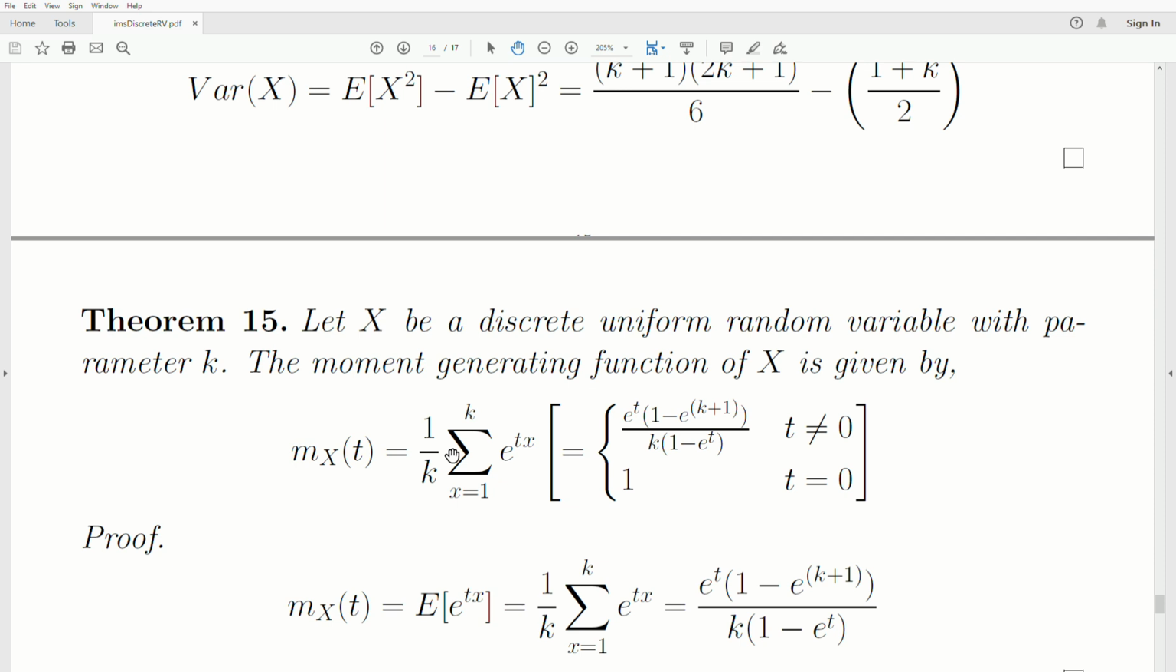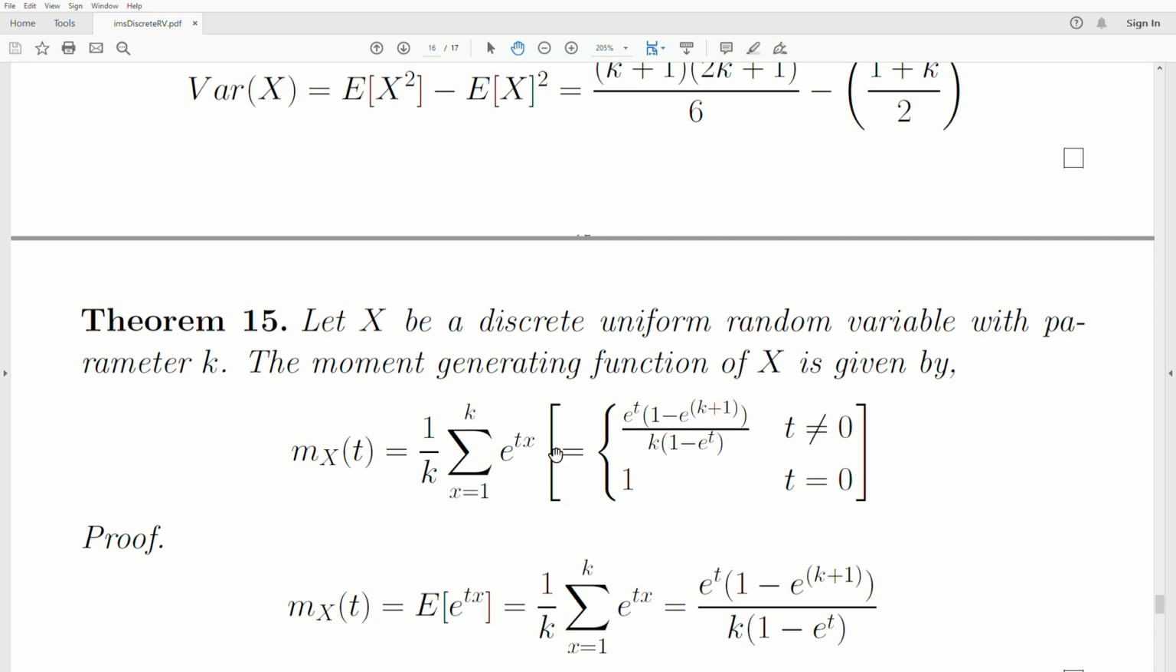Some people like to go one step farther, and since this reminds them of a geometric series from 1 to k, it simplifies to this. So see the k here, and many treat this as the moment generating function. But when you plug in t equals 0, you get an error. You get 1 minus 1, which is 0, and you can't divide by 0. So this moment generating function is actually not very useful. It's convenient, it's tight, it's not a summation like this.